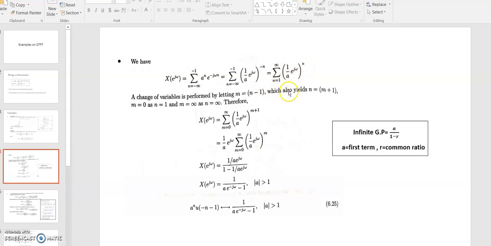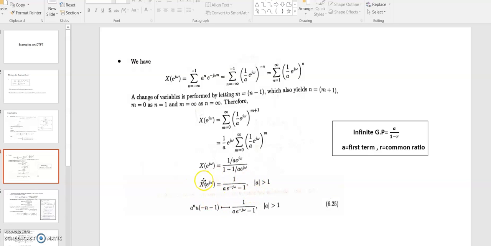But here we can see that the limit is from 1 to infinity, but in case of GP the limit extends from 0 to infinity. So we have to make this limit 0 to infinity. For that, we just add 1 in this expression and subtract 1 in the same expression, right? And solving for that, we will get X of e to the j omega equals 1 upon a e to the minus j omega minus 1, right? This is the discrete time Fourier transform.